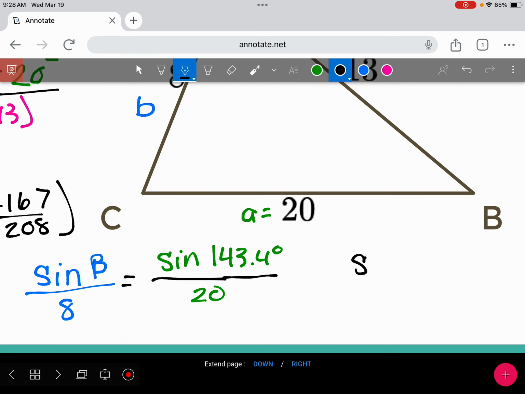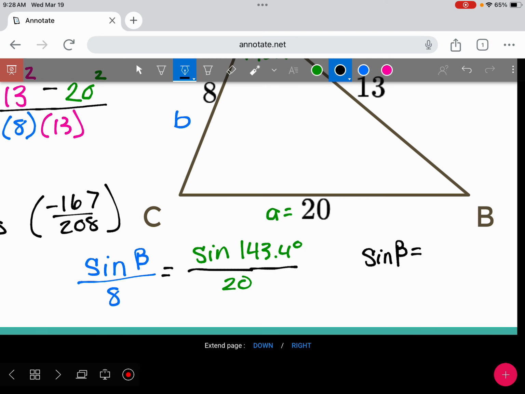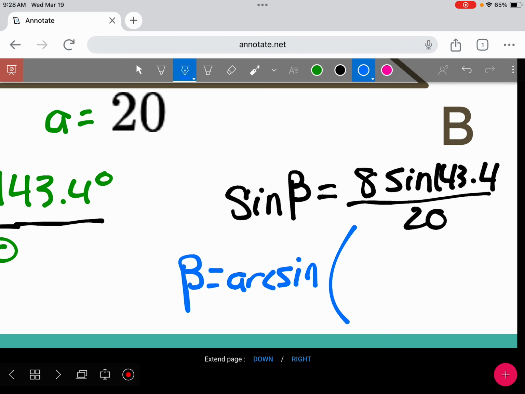So to figure out what sine of beta is, we get our 8 times sine of 143.4 over 20. But to get to beta, we need to take our inverse sine, that arcsine of that whole fraction.